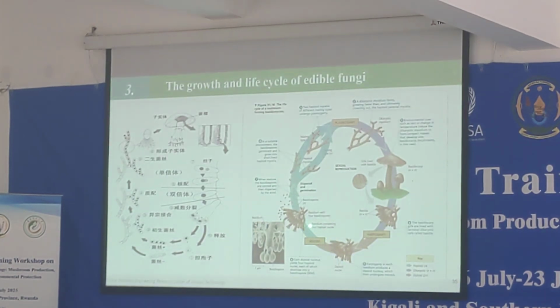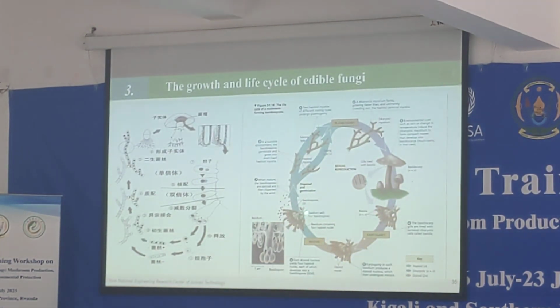meiosis happens and we get the single spores, and the spores will germinate. The mycelia will fuse together and become the dikaryotic mycelia. Dikaryotic mycelia will develop into the fruiting body. So this is the cycle.